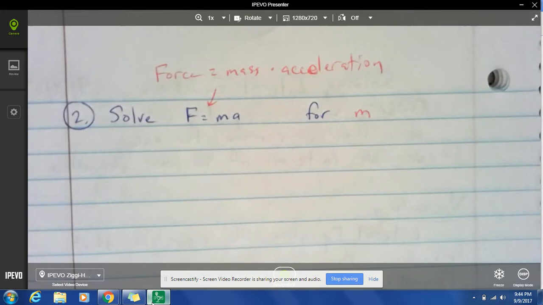And it's set up so that if you know the mass and the acceleration, you can figure out force just by multiplying the two. But sometimes you might know the acceleration and the force and you want to know the mass. Or sometimes you might know the force and the mass and you want to know the acceleration. So we need to be able to solve in terms of a different variable. In this case, we're solving for m. What if we know the force and the acceleration, but we want to know what the mass is?